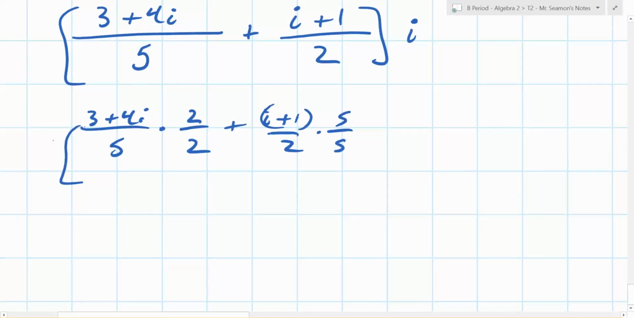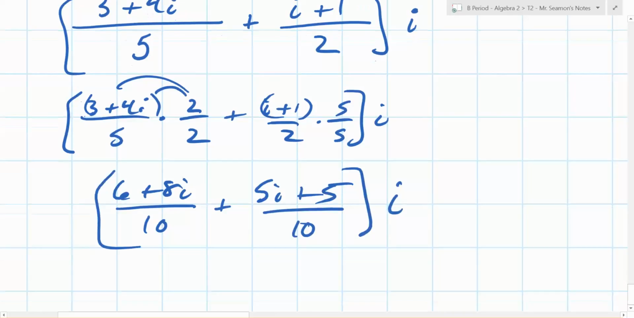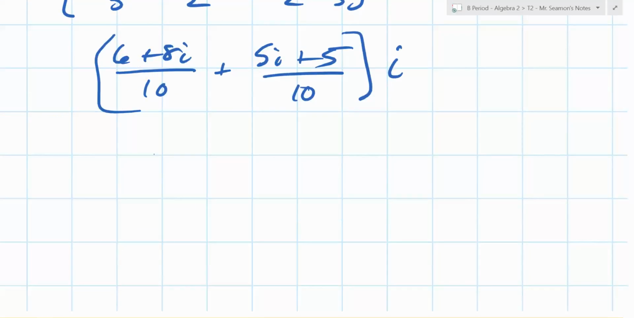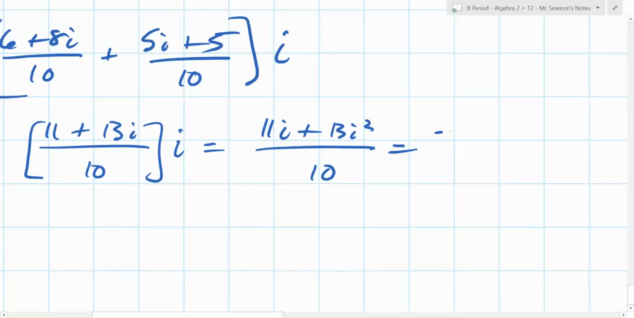And this is all times what? i. So these get multiplied, both of them. So what is it? 6 plus 8i over 10, 5i plus 5 over 10, times what? i. So how many i's do we have? So we have 11 plus 13i over 10 times what? So you end up with 11i plus 13i squared over 10. So what do you end up with? Negative 13 plus 11i all over 10.